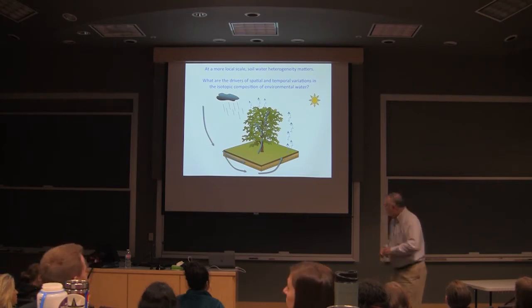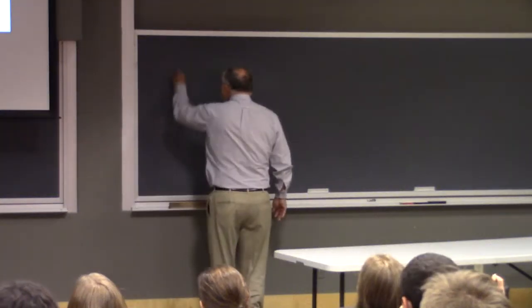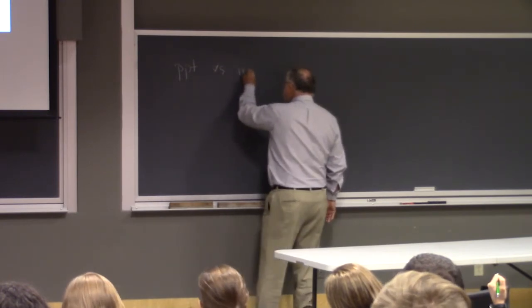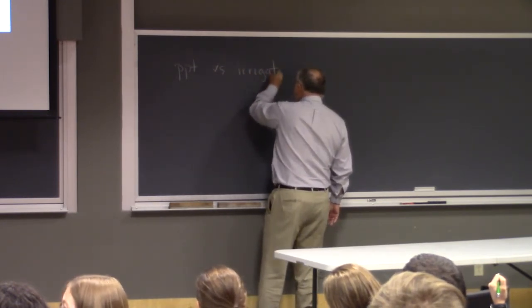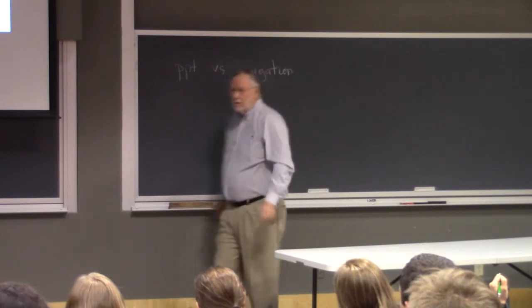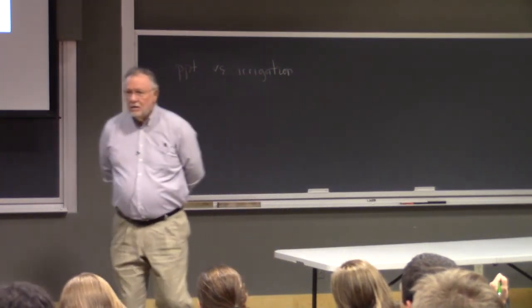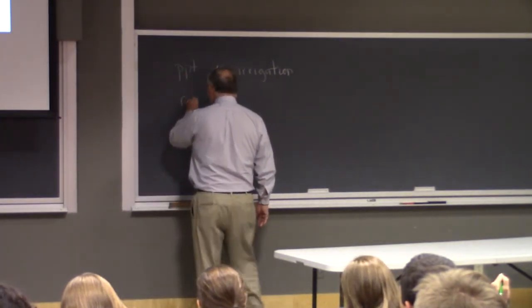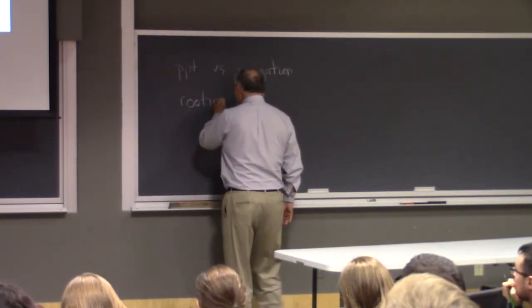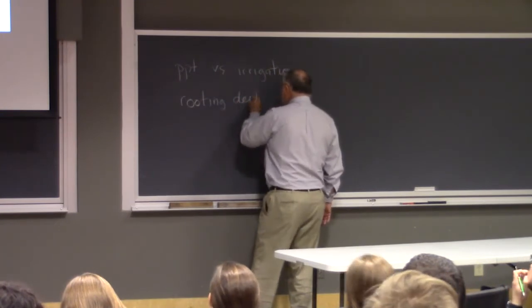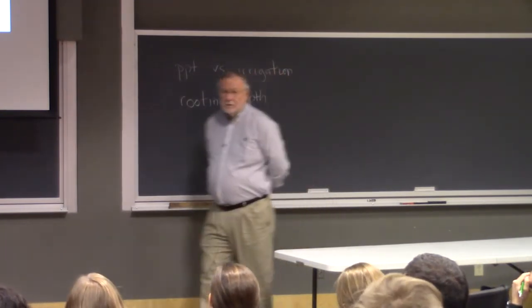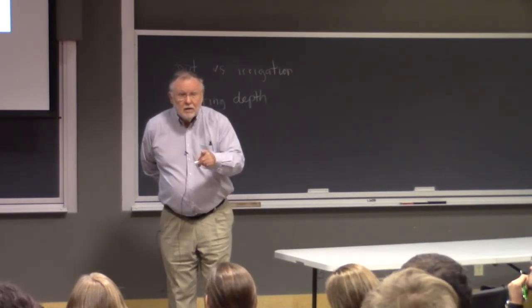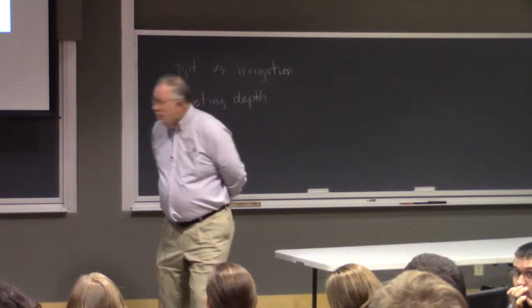Irrigation versus precipitation. Okay. Precipitation versus irrigation. Good. What else? Rooting depth. Okay. What else? The source of the precipitation. Yes, the source of the precipitation. Okay.